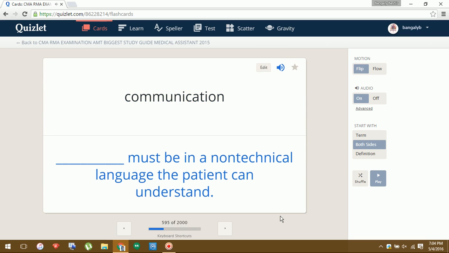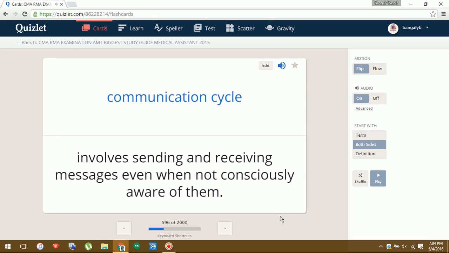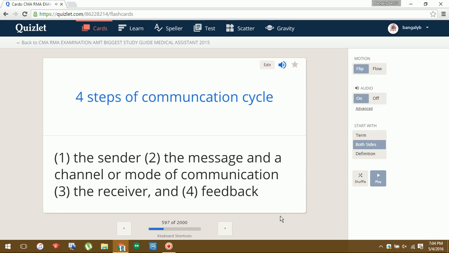Communication. Communication must be in a non-technical language the patient can understand. Communication cycle. Involves sending and receiving messages even when not consciously aware of them. Steps of the communication cycle: the sender, the message, and a channel or mode of communication, the receiver, and feedback.